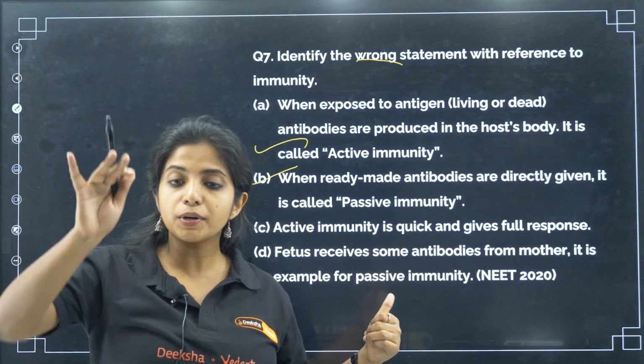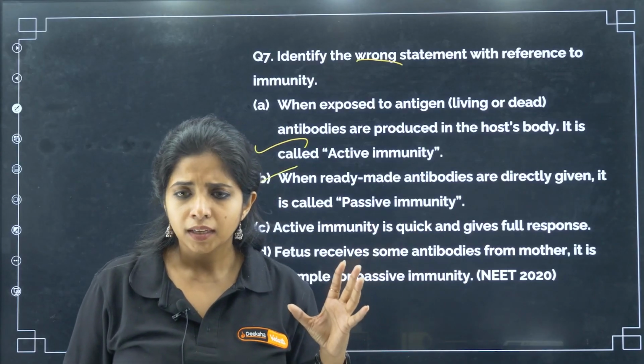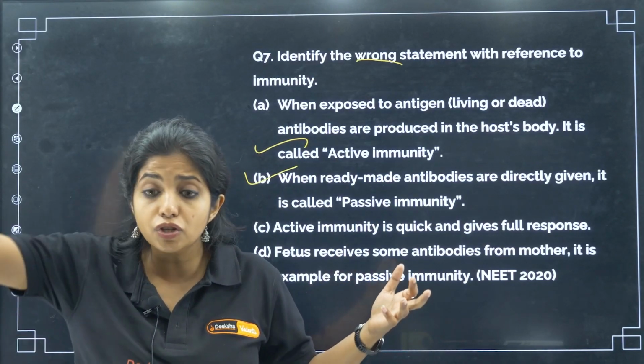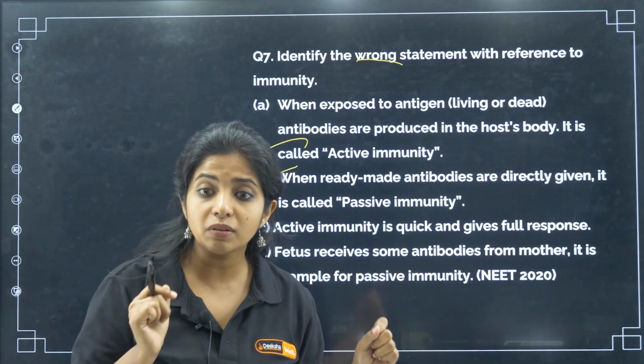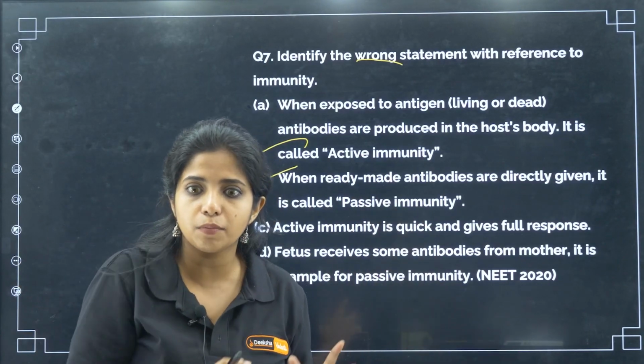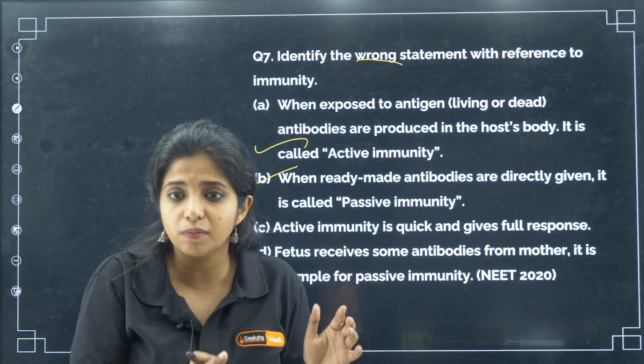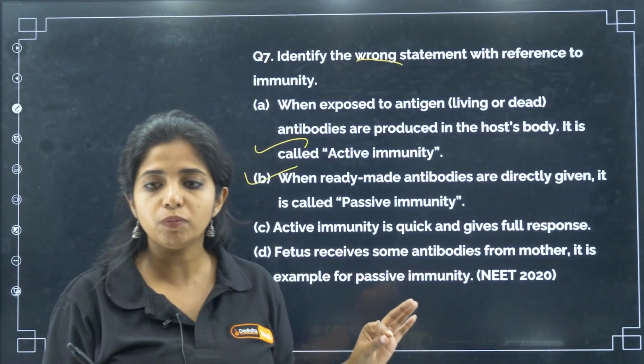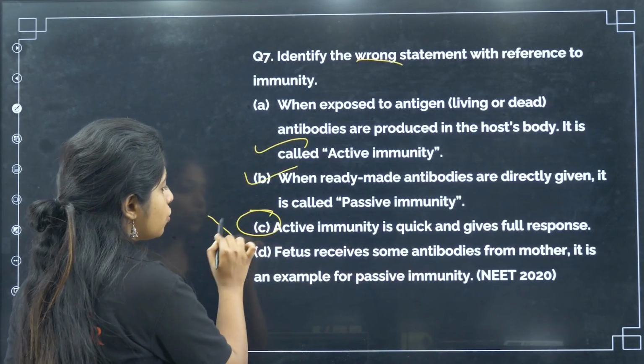For example, if some person is getting a snake bite, you cannot wait for your body to produce antibodies against it. Rather, you will just go there and give an antivenom injection that contains preformed antibodies. That is passive immunization, my dear children. You get it? So that would be fast, but active immunity is not going to be fast. Please remember that this is a wrong statement.